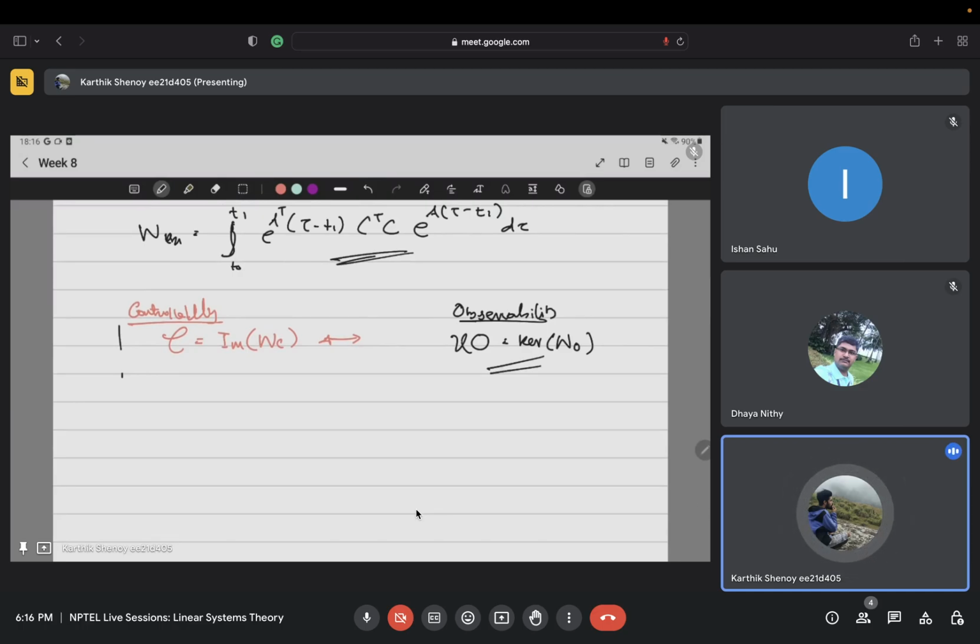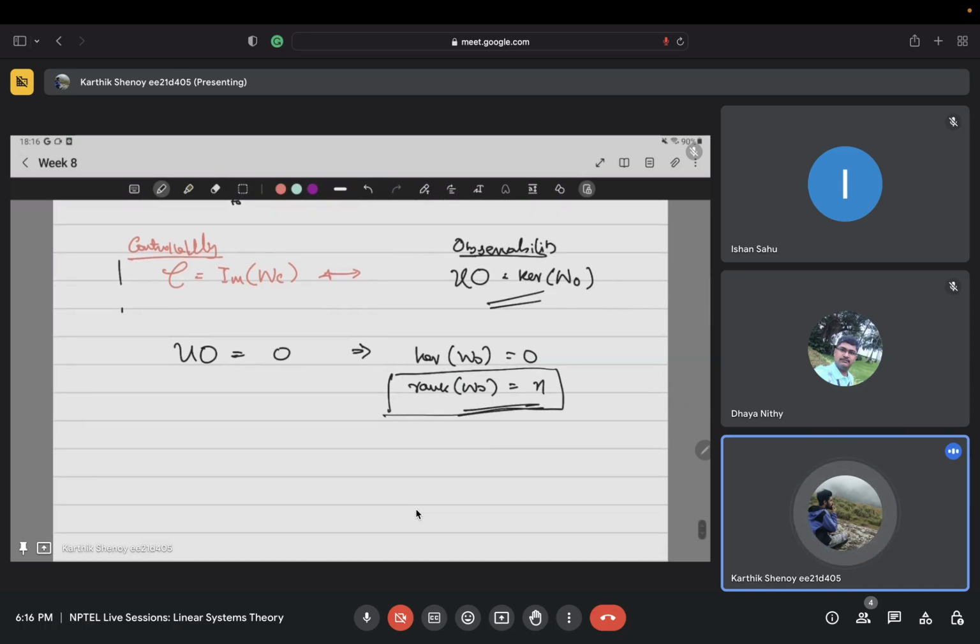So we said that U0 must only be the 0 vector, which implies the kernel of W0 must be equal to 0. Okay, which means the rank of W0 must be equal to n. Okay, so that's your definition. Now I think you can prove in the same way that the unobservable subspace is also the kernel of C, CA, etc., up to CA raised to n minus 1. This is your unobservable subspace. Okay, it's the same as the kernel of that.